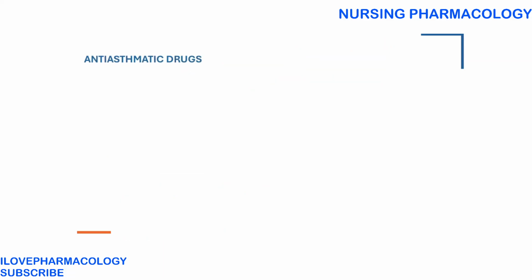So next, coming to the anti-asthmatic drugs, basically we can use beta 2 agonists, that is salbutamol.